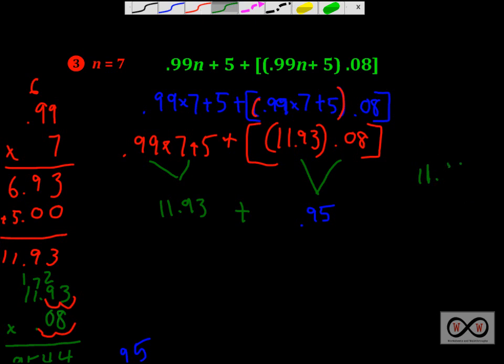$11.93 plus 95 cents. Got those decimals lined up. 3 plus 5 is 8. 9 plus 9 is 18. Carry the 1. 1 plus 1 is 2. 1 plus nothing would be 1. So we've got a total of $12.88 there.